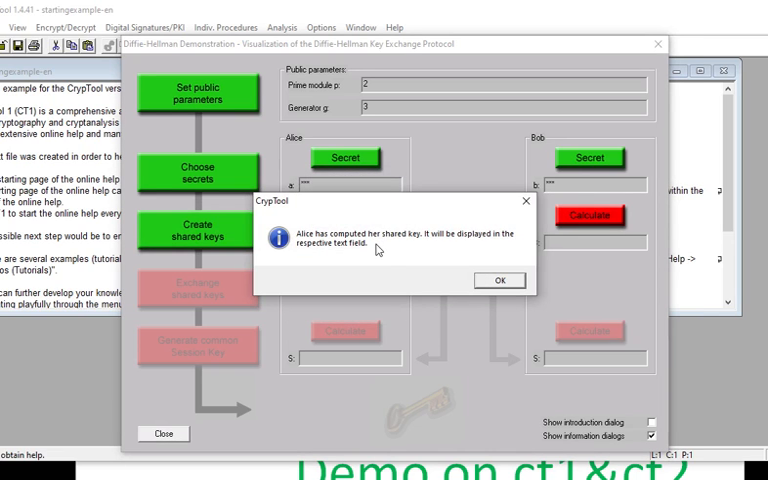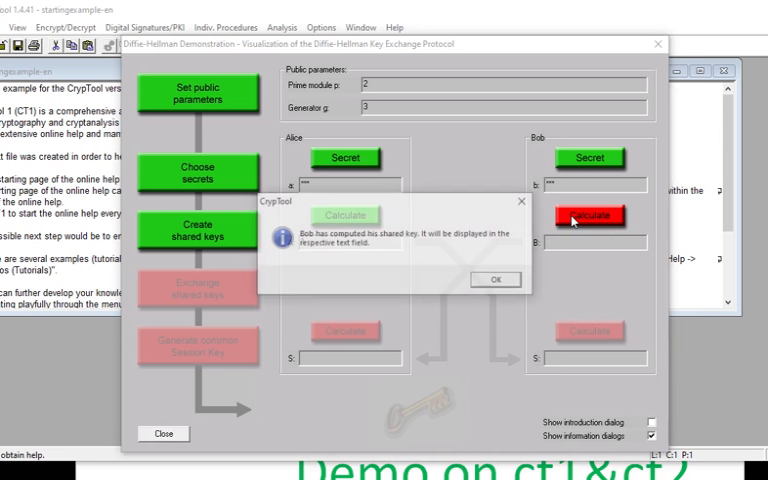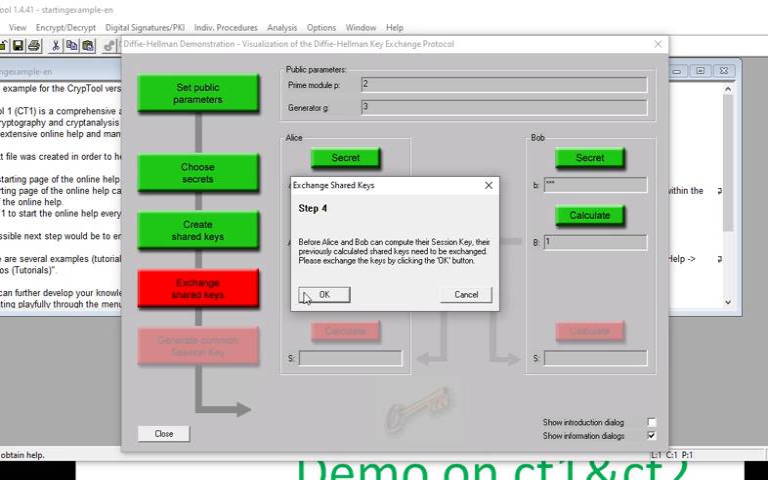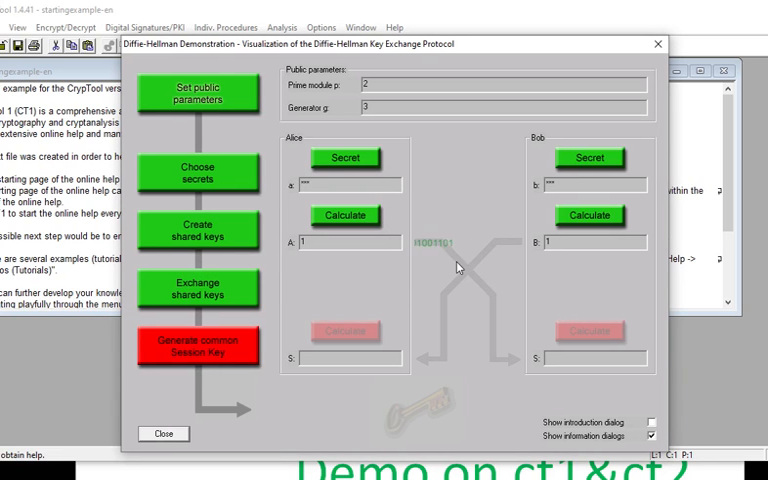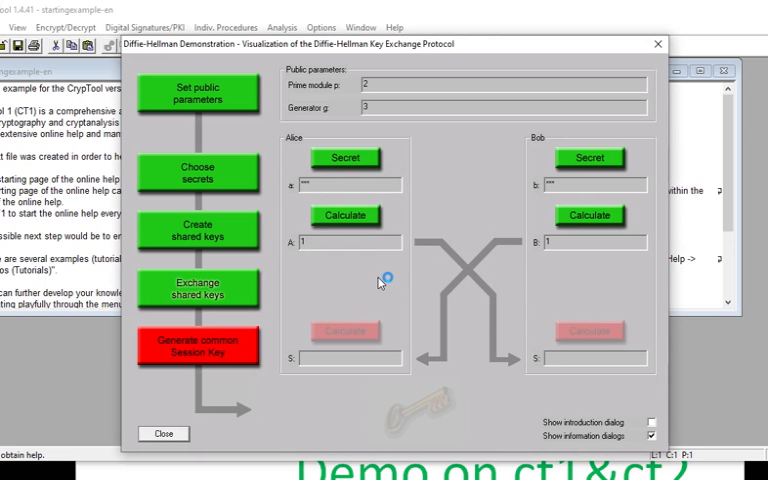Now Alice has computed her shared key, that is 1. Then Bob also creates his shared key, that is 1. Then now exchange their keys. See here how the exchange will happen. Alice shares to Bob, then Bob shares to Alice. See here again. Then generate a common session key.